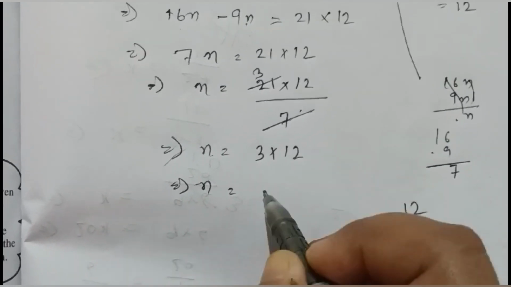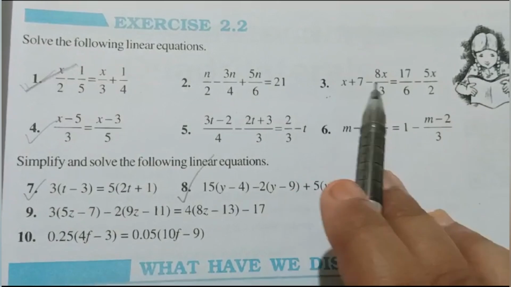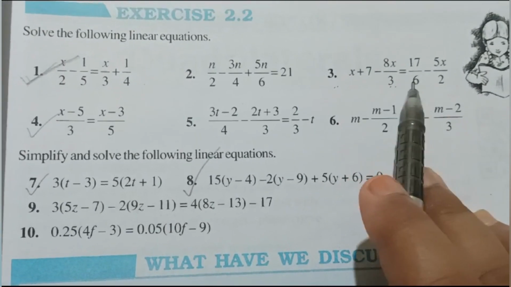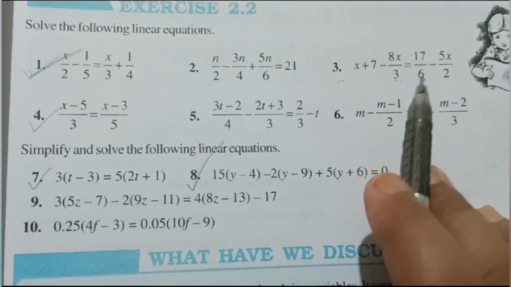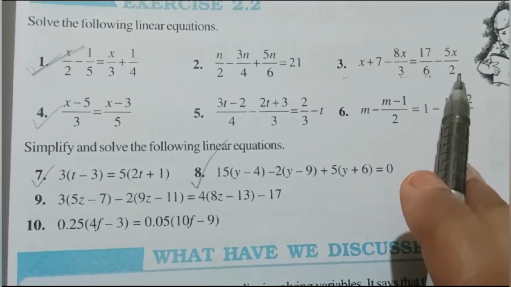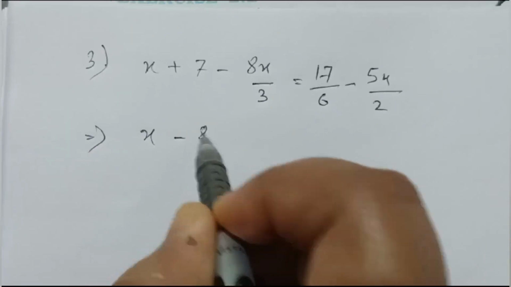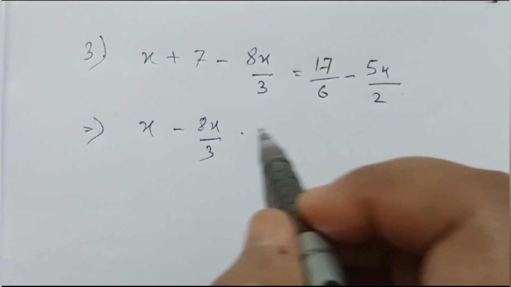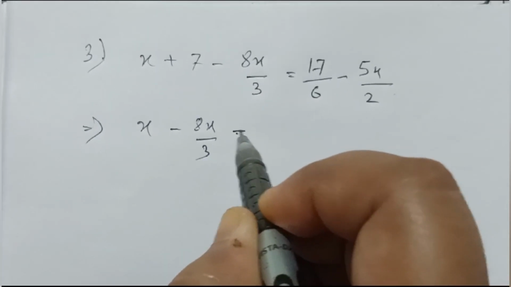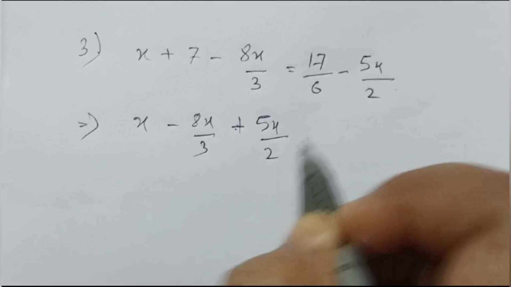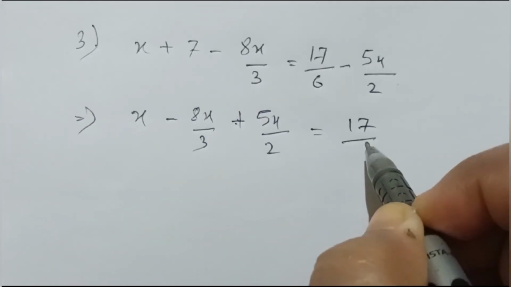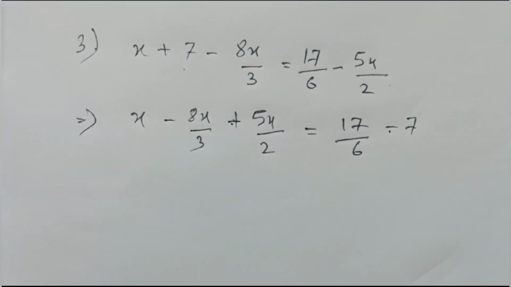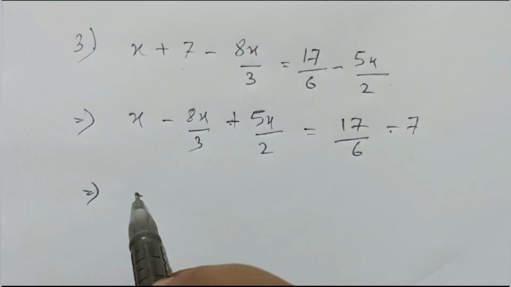12 into 3 is 36. Question number 3: x plus 7 minus x by 3 minus 8x by 3 equal to 17x by 6 minus 5. Minus 8x by 3, this will bring here plus, when it comes here, then it will become 5x by 2, and 17 by 6. Then here this 7 will become minus.